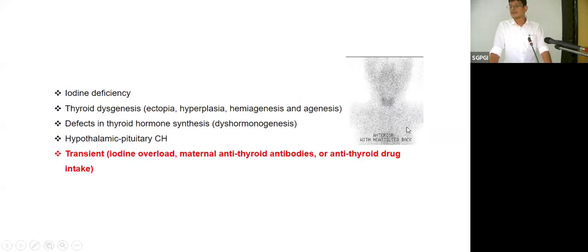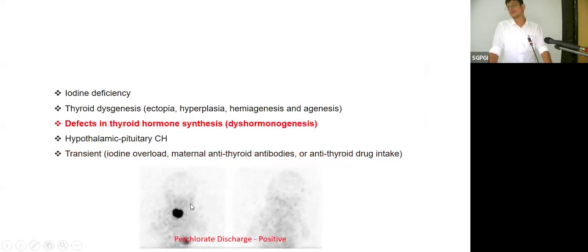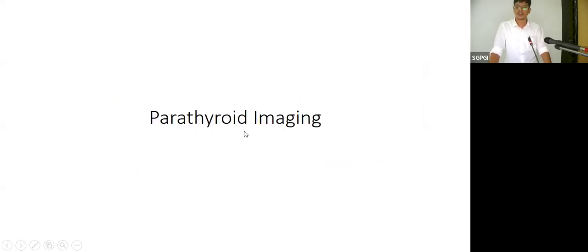If the gland has very minimal uptake, it could be seen in the transient kind of picture. And if there is intense uptake on the iodine scan, and the perchlorate discharge test is positive, this is most likely due to dyshormonogenesis.